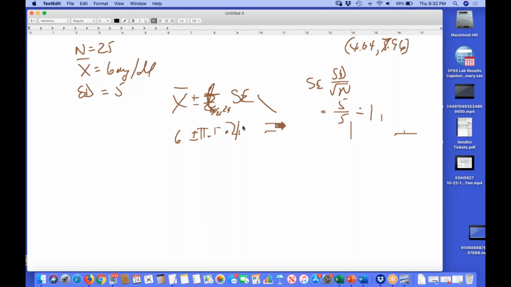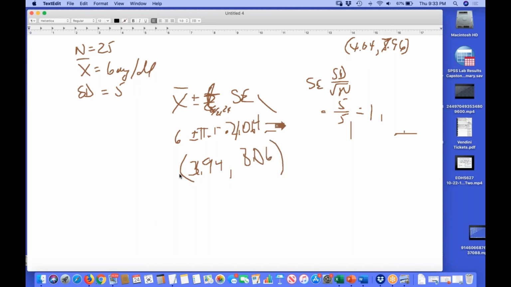Times 2.064, right? So now our 95% confidence interval is going to be equal to 6 minus 2.064, which is 3.94, to 8.06, right? I'm dropping off the last digit.